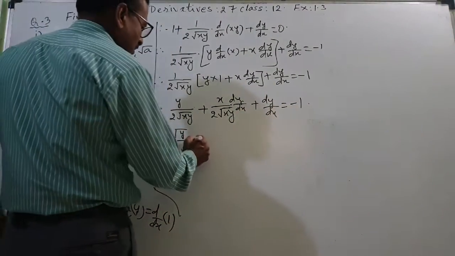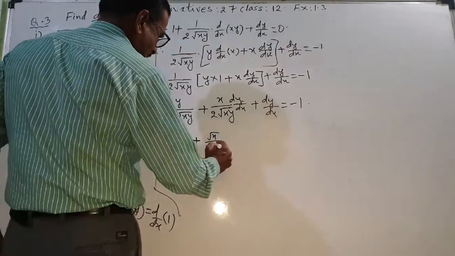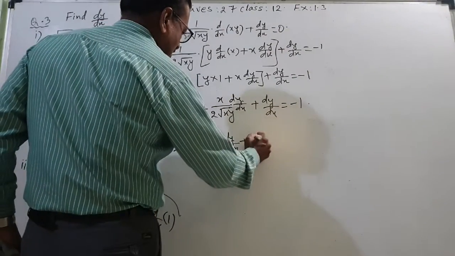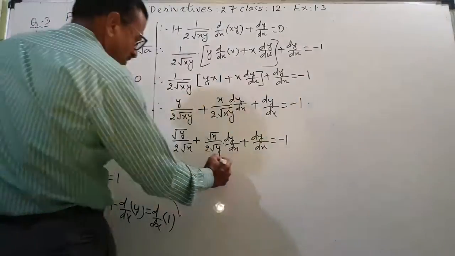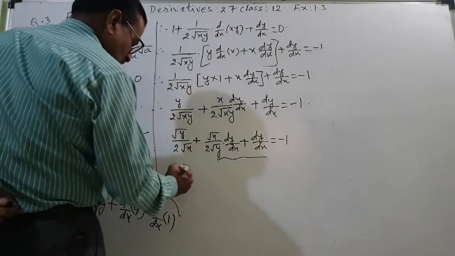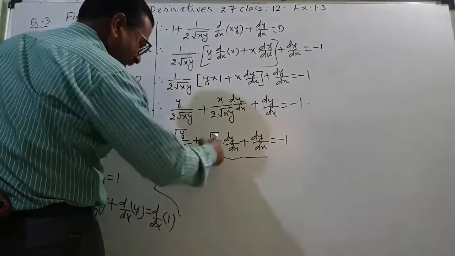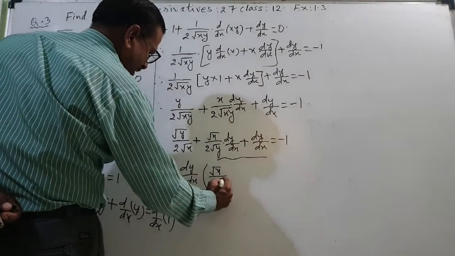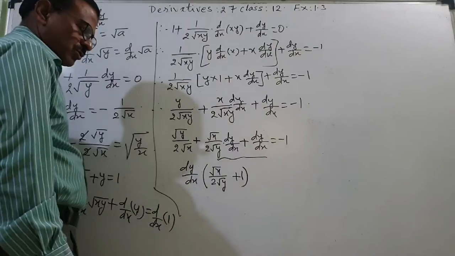Similarly, this will be plus root of x upon 2 root y dy by dx plus dy by dx equal to minus 1. Now from this dy by dx I will take common. This also I will shift there. So dy by dx is taken common and here what remains is root of x upon 2 root y plus 1. Have you understood this?